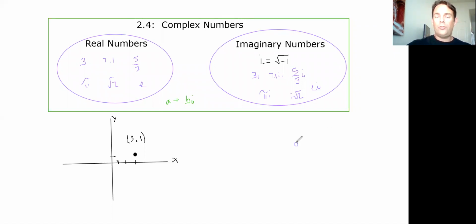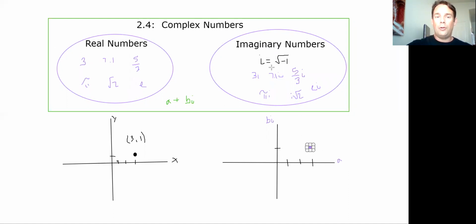And ultimately, it's the same thing. So it would look like this. Let's draw one of these. We don't have x and y. Instead, what we have is the a-axis, so the real number axis, and the b-axis, or some people call it the bi-axis. It doesn't matter if you put the i there or not. And that would be the imaginary axis.